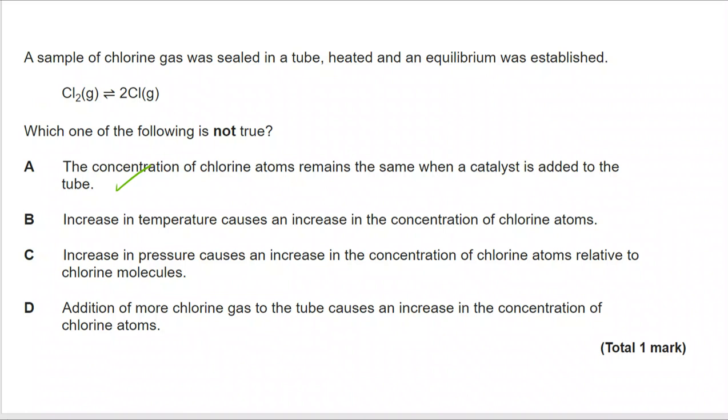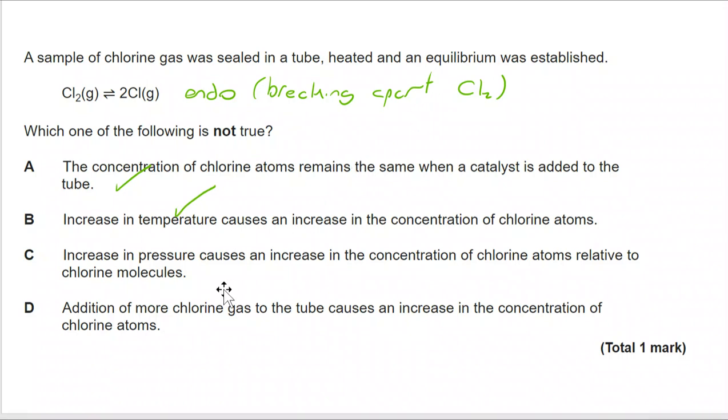Increasing temperature causes an increase in the concentration of chlorine atoms. Well, we know this is an endothermic reaction. We know it's endo because we're breaking apart a Cl2, and bond breaking is endothermic. So that comes from the energetics topic. That means that B is correct and therefore not the right answer.